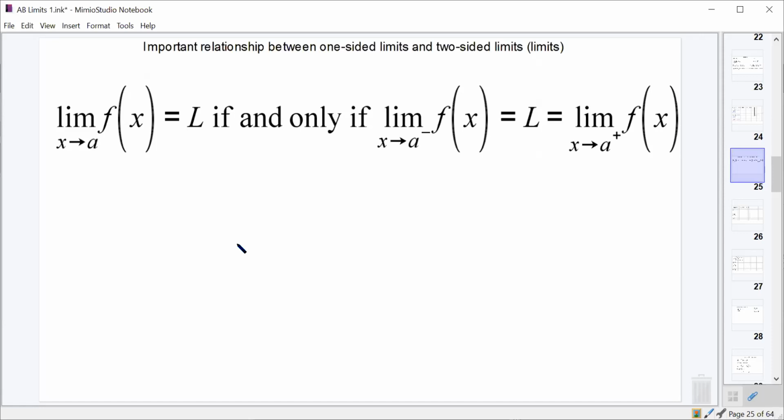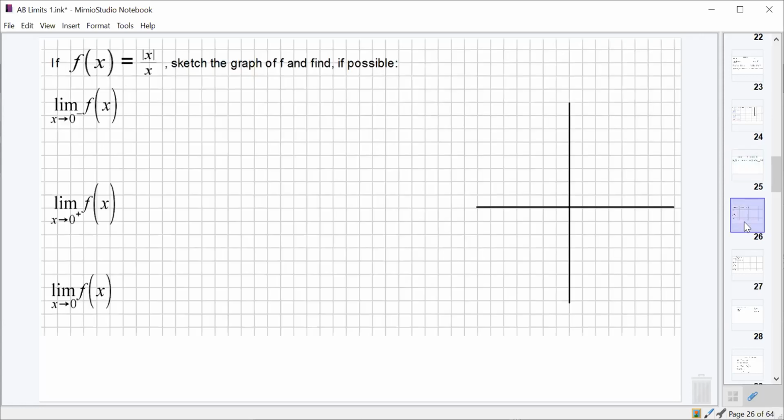Good. Okay. It also tells us that if we do have a two-sided limit, the limit from the left and the limit from the right must be the same. So we can sort of go the opposite way with it. All right. So let's take a look at another one of these.